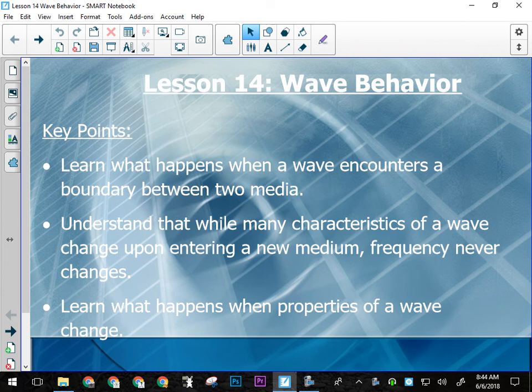Now we're going to look at what happens when waves encounter a boundary. Okay, that is that they change from one medium to another, or a place where the properties of the medium they're traveling in start to change. Okay, why would waves behave differently if they're going from one medium to another? What might change about them if they're going from one medium to another?